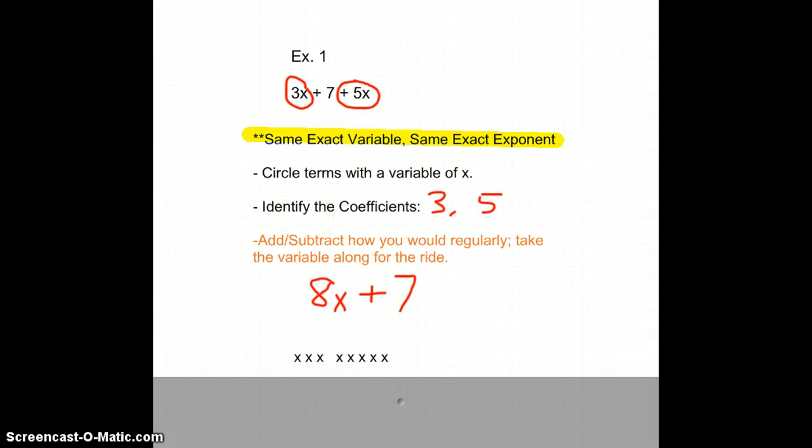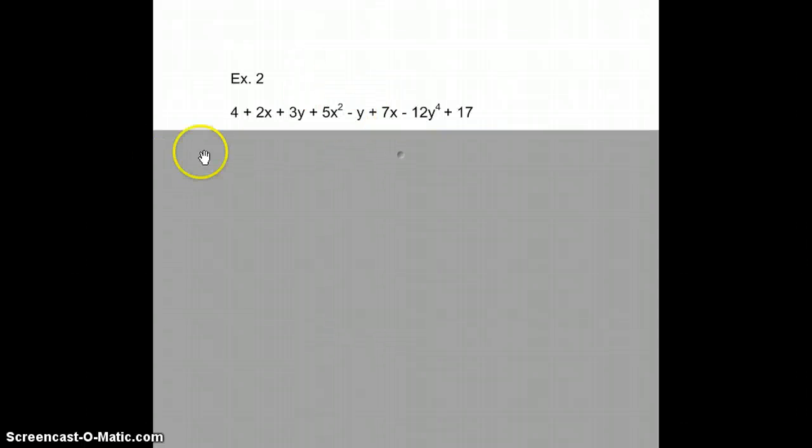Again, if you think about it just logically here, we've got 3x's, 1, 2, 3, and we're going to add 5x's, 1, 2, 3, 4, 5, and all together that would give us 8x's. Let's take a look at another example. Example 2, a little more complex here.